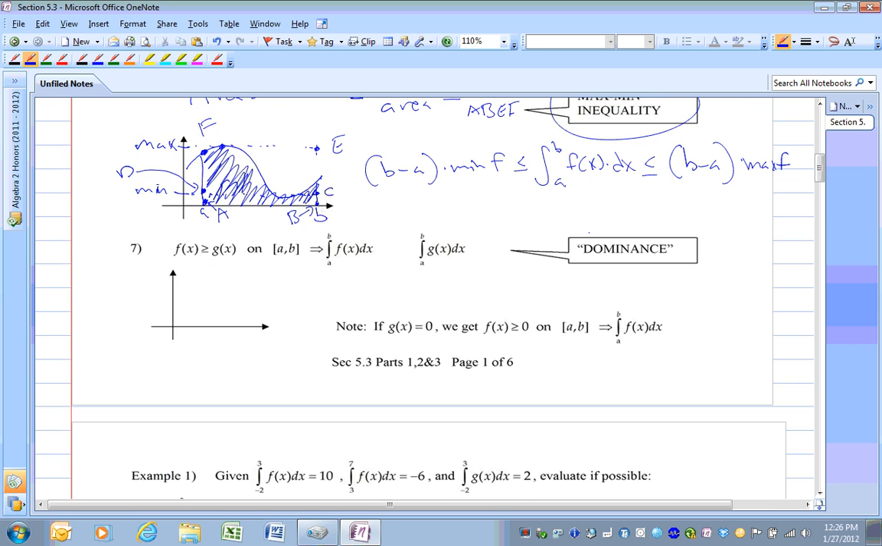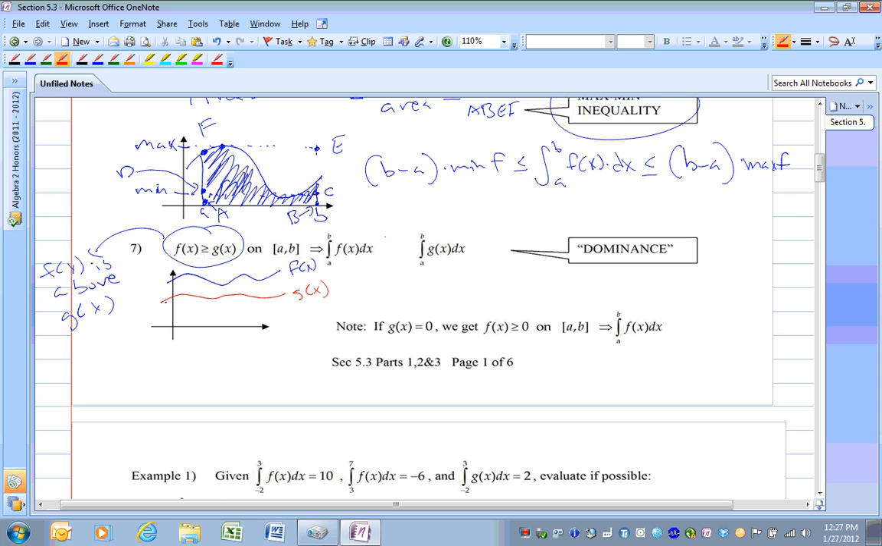Number 7. Here's another one. This one's called dominance. f of x is greater than or equal to g of x. So if that's true, that means that one function is always above another function. So this means that f of x is above g of x. If I were to draw it maybe like this, here's f of x, and using a new color, say that were g of x.